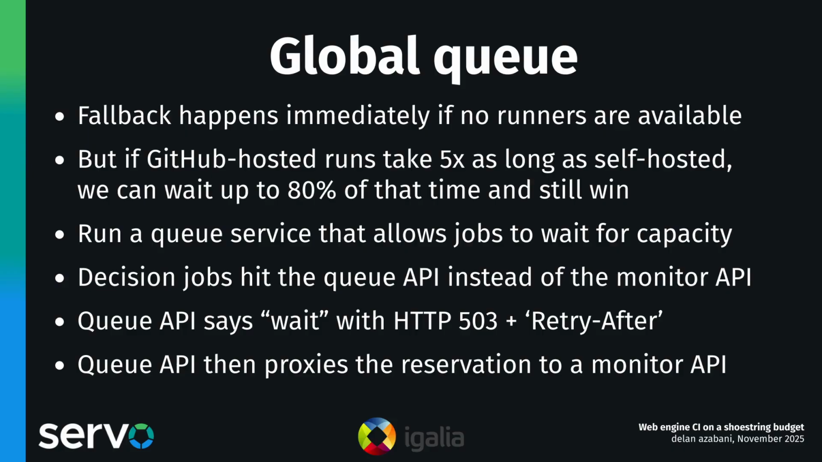So graceful fallback normally means that you lose the ability to naturally queue jobs for self-hosted runners. And this happens because when you hit the API requesting, are there any available runners? Please reserve one for me. If there aren't any available at the time of the request, we will immediately fall back to running on a GitHub-hosted runner. But the thing is that our self-hosted runners are generally so much faster.